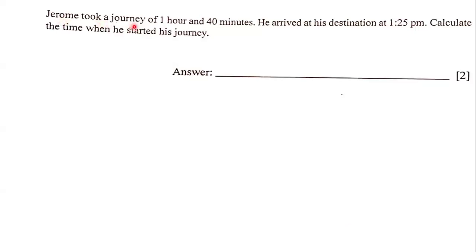Jerome took a journey of 1 hour and 40 minutes. He arrived at his destination at 1:25 p.m. Calculate the time when he started his journey.